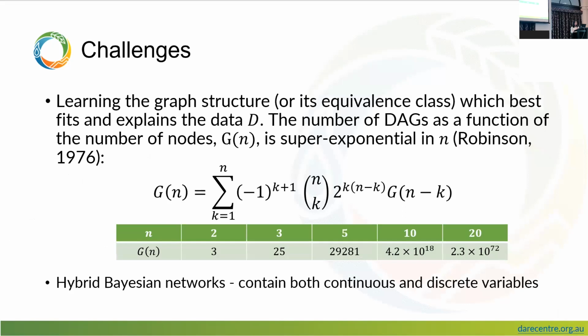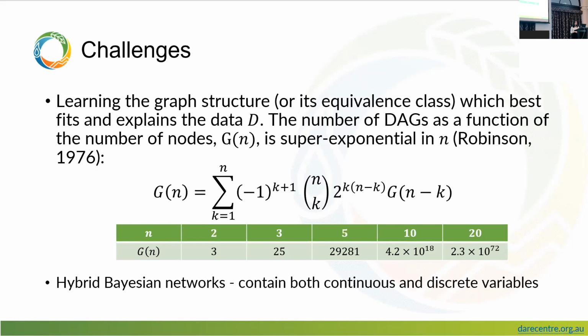So structured learning for graphical models is still an open area of research. As you can see here, the number of possible graphs as a function of the number of nodes n is super exponential in the number of nodes. So traditionally, we usually have to do a combinatorial search over a very large space of possible structures.